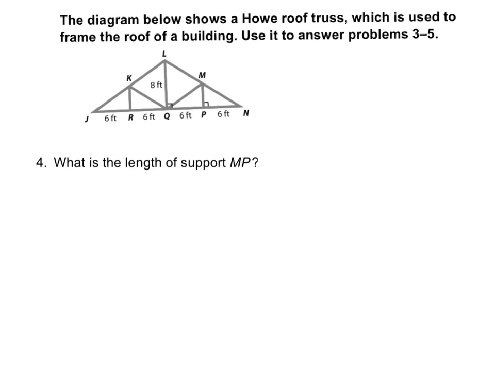Question 4 asks us, what is the length of the support beam labeled MP? So I'm going to trace over that little line. And if you remember in the last question, we just figured out what that was. It was the side of the little tiny triangle. And the bottom of it was 6. And we had a question mark.